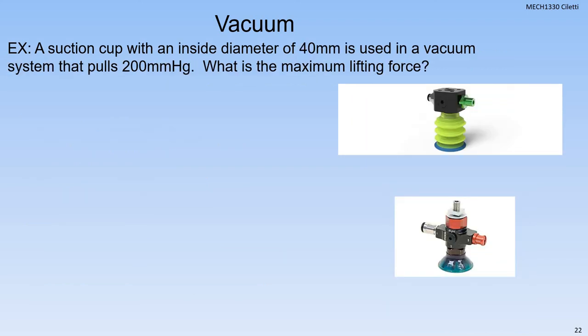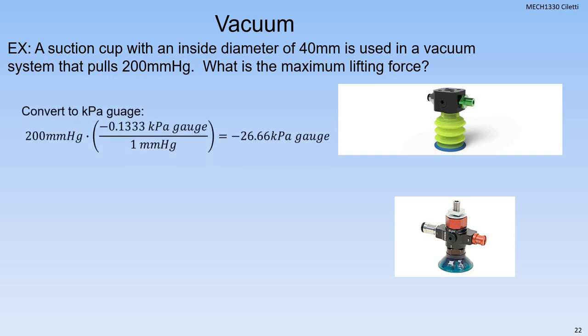Let's do the same calculation in metric. We have a suction cup with an inside diameter of 40 millimeters to be used in a vacuum system that pulls 200 millimeters of mercury. What's the maximum lifting force? Force is still pressure times area. It's really just for us to do our conversions here. We have to convert our mercury to gauge. So we have 200 millimeters of mercury times negative 0.13 kPa gauge divided by 1 millimeter of mercury. That's from a couple slides back where I gave you that number. So we get negative 26.6 kPa gauge.